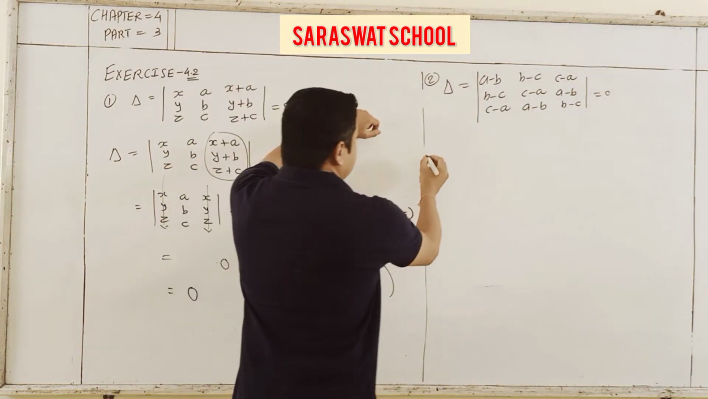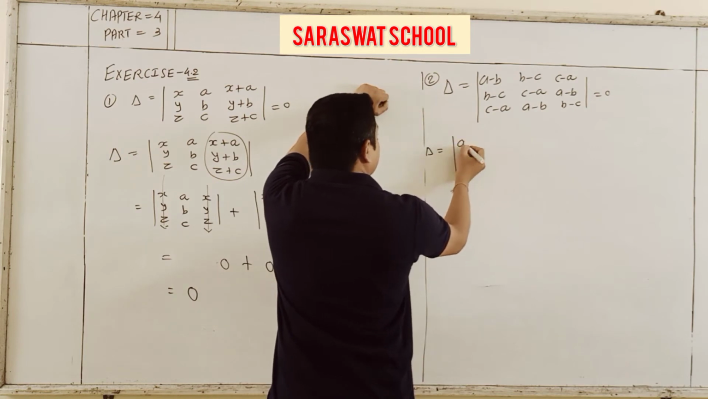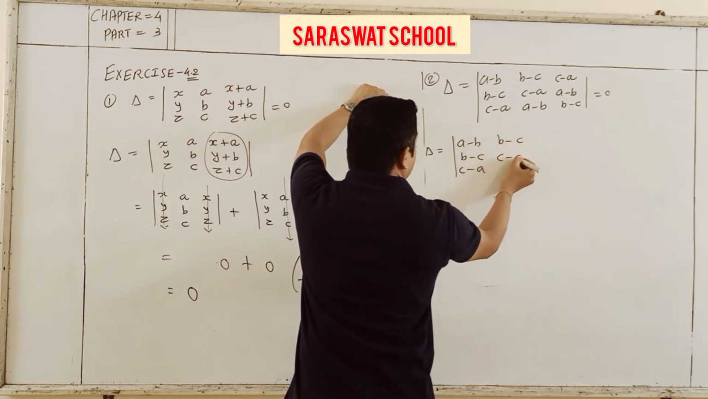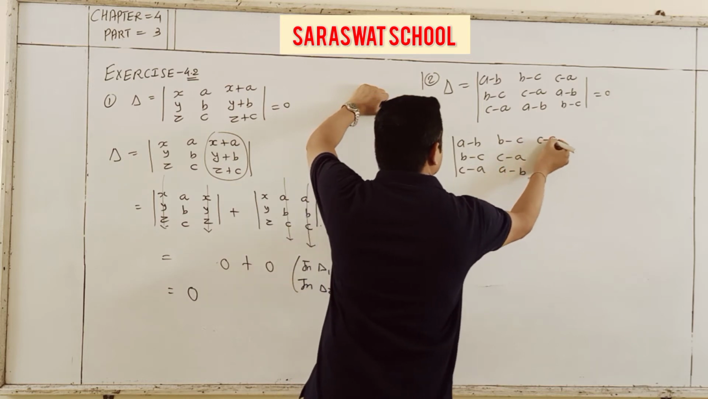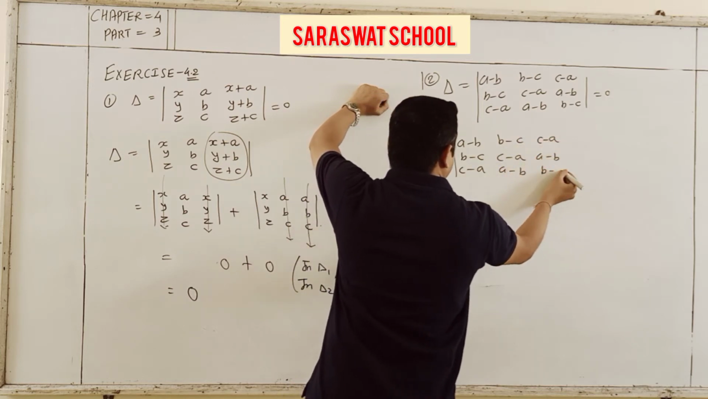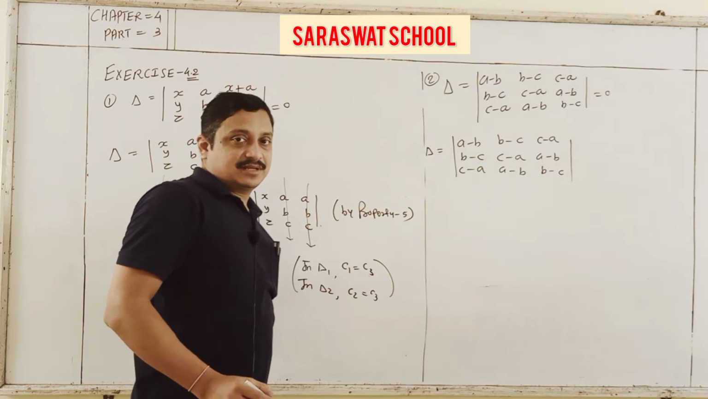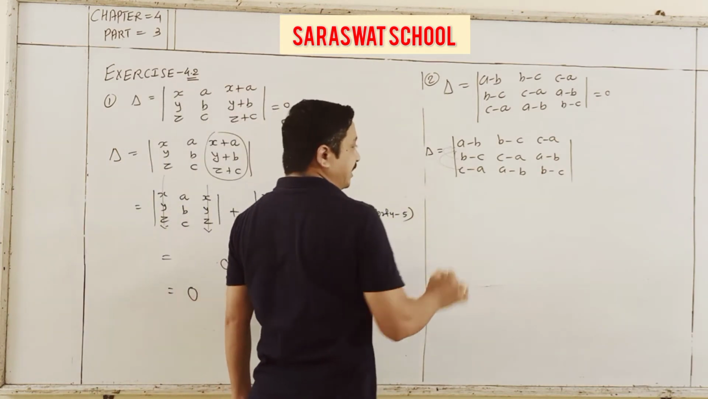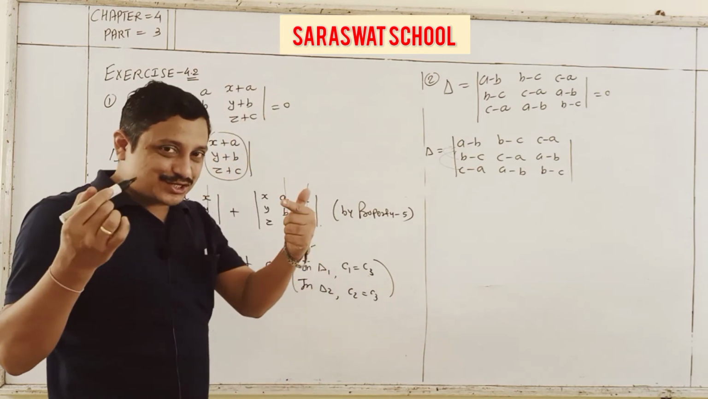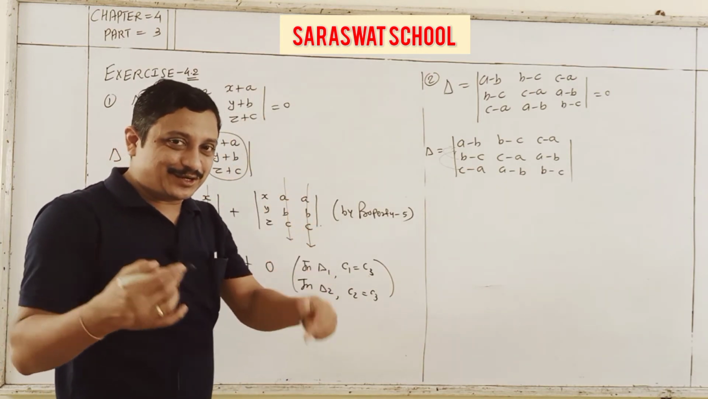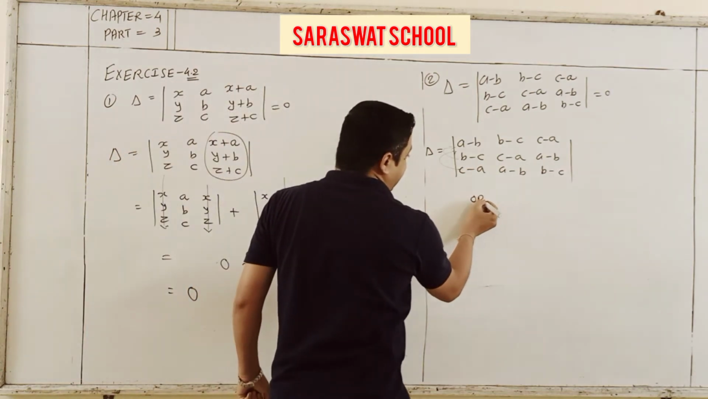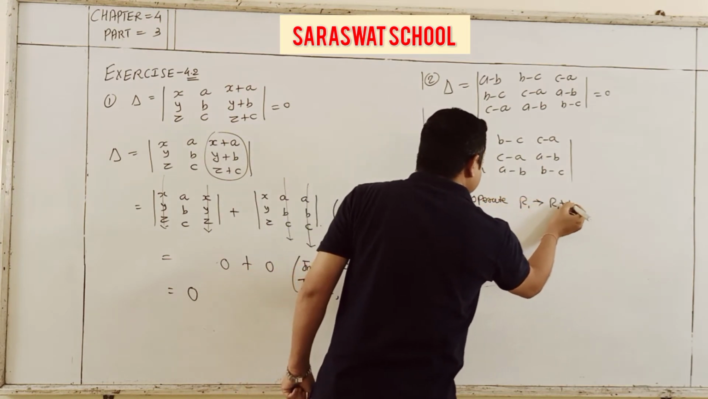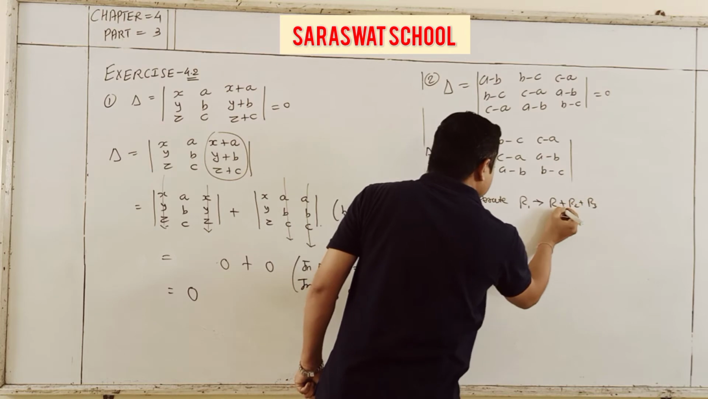Very easy. First of all, in the determinant, we can add any two rows or columns into one. I add this row and this row in. So the second row and third row I add into the first row. Operate R1 plus R2 plus R3.